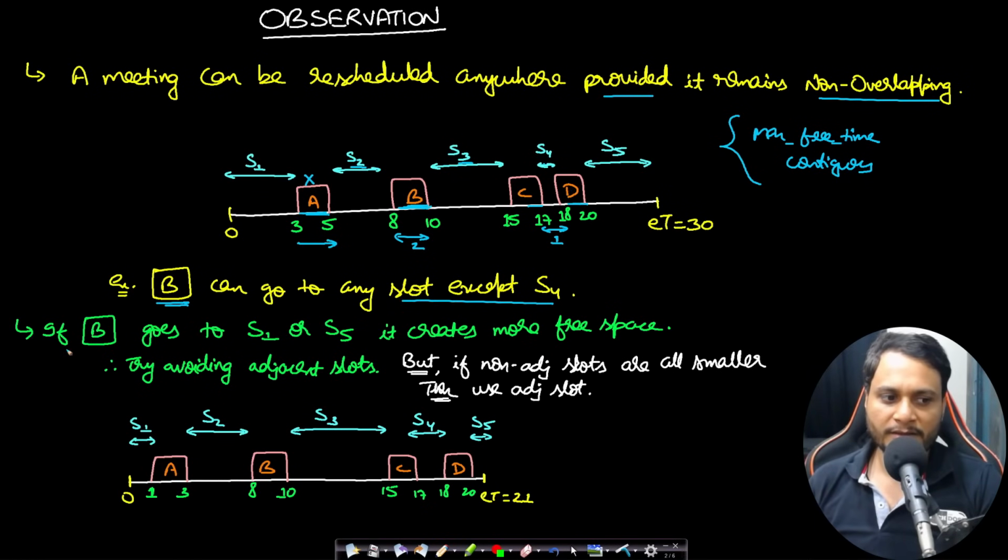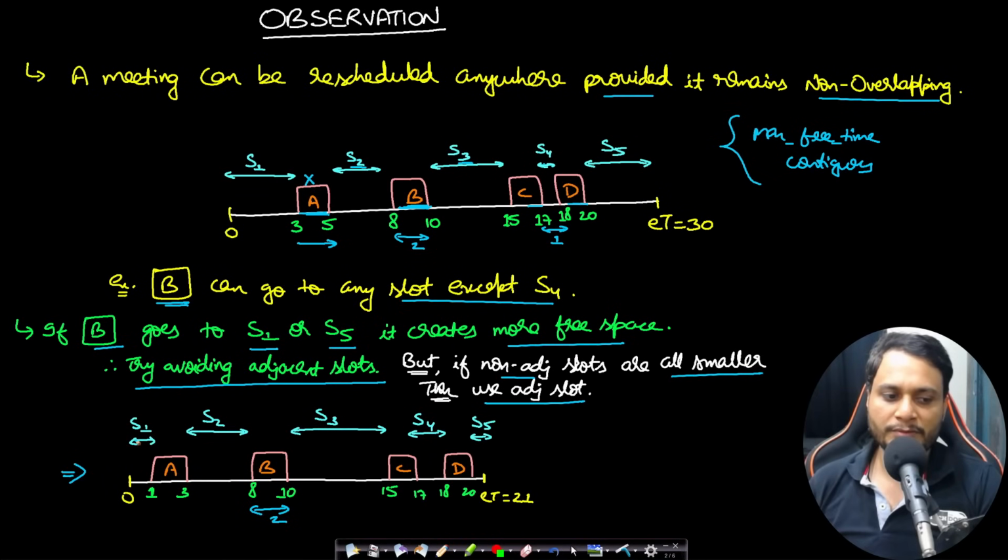So this is the idea. If B goes to, let's say, S1 or S5, it creates more free space, because if it goes to a non-adjacent slot, then it will create more free space. Therefore, we will always try avoiding the adjacent slot. But if the non-adjacent slots are all smaller, then use the adjacent slot, as I have mentioned. So this is one example where the width of this B is 2.